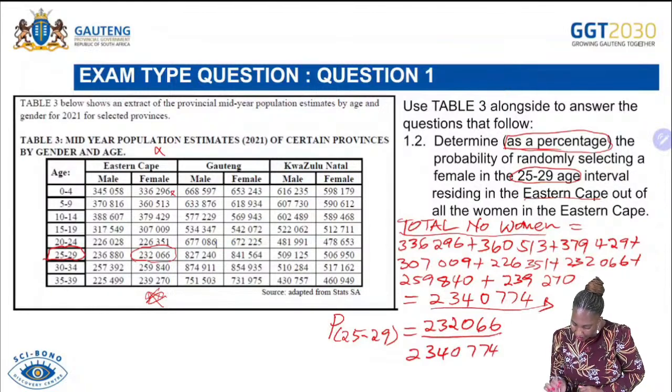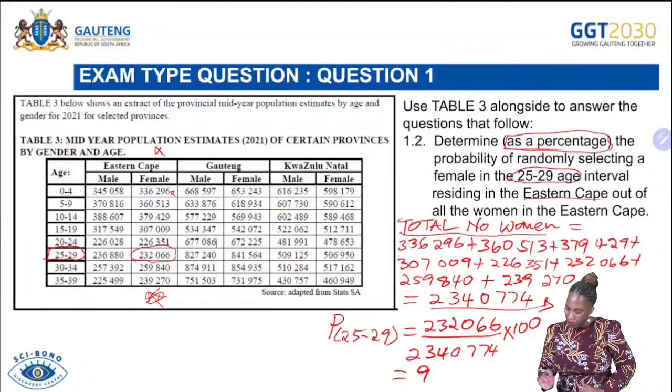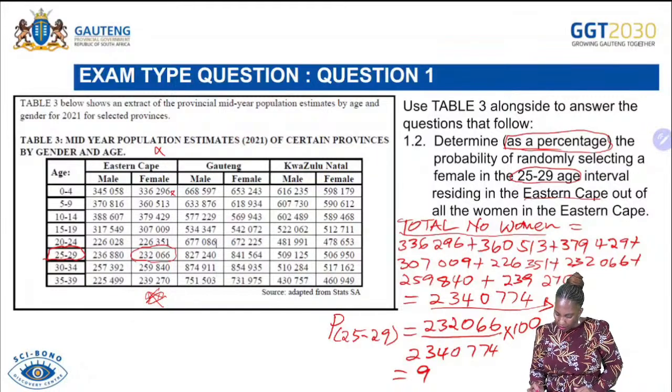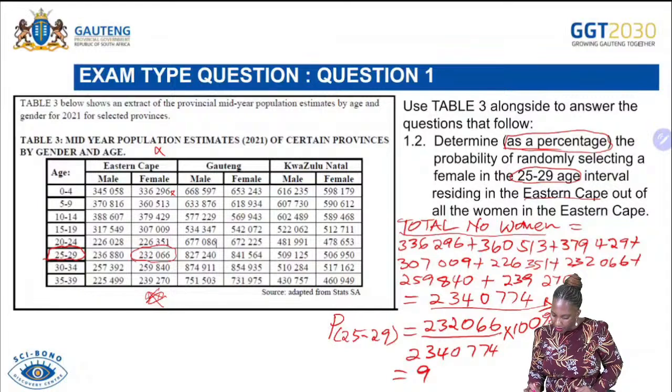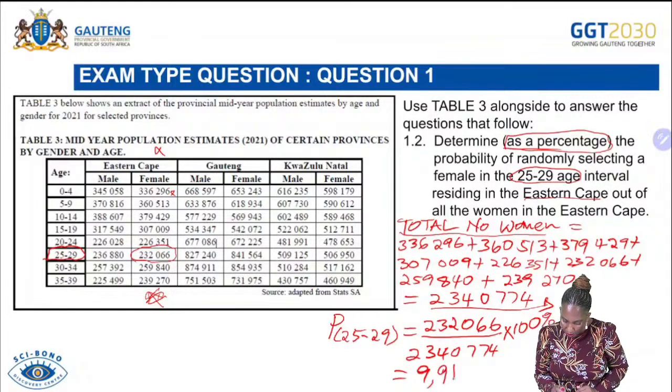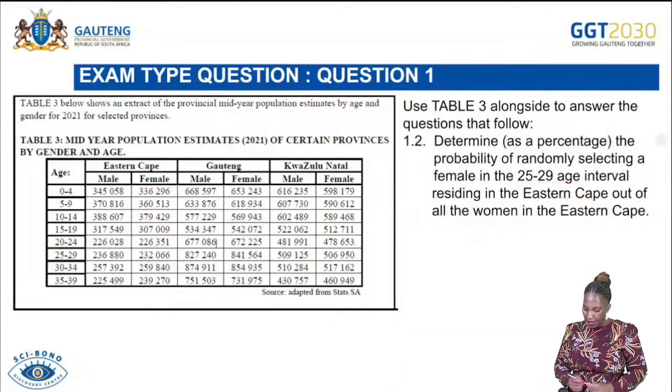We divide it by the total number of women in the Eastern Cape, which is 2,340,774. And then because they said as a percentage, we multiply it by 100. So we take 232,066, we divide it by 2,340,774, and then we multiply by 100% because it's a percentage, and then our answer will be 9.91%, because they said you must determine the probability as a percentage.